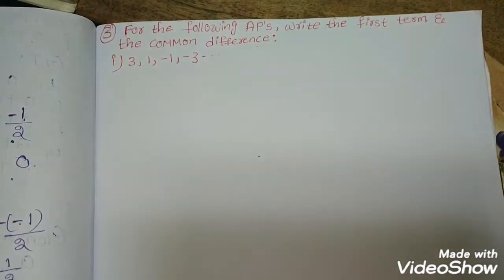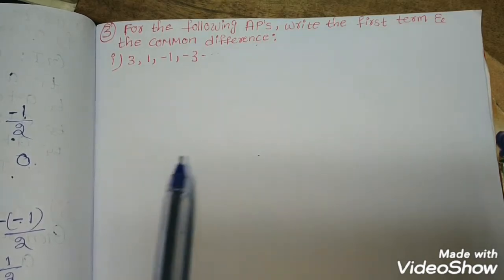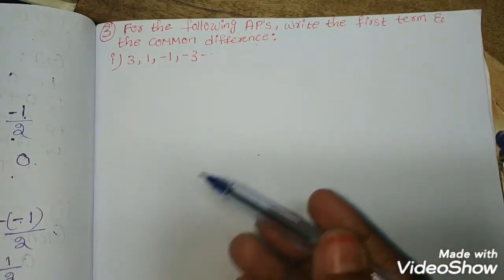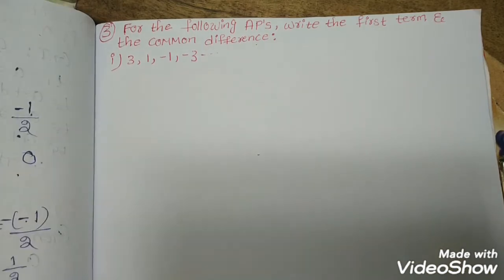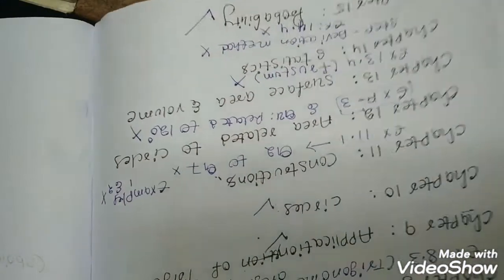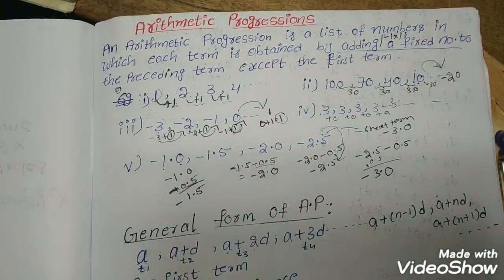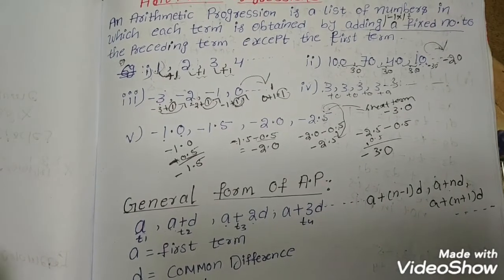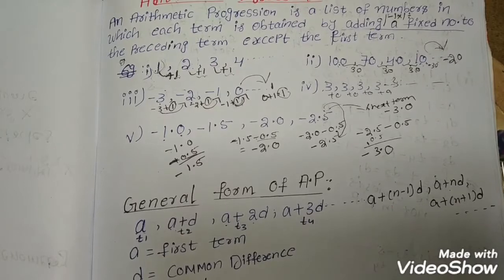There is no need to prove whether this is an arithmetic progression or not, because in the question they already said, for the following arithmetic progression. That means they already said these series are in arithmetic progression. If you have not seen the introduction part of arithmetic progressions, please see it once and write down your notes, for practice's sake.